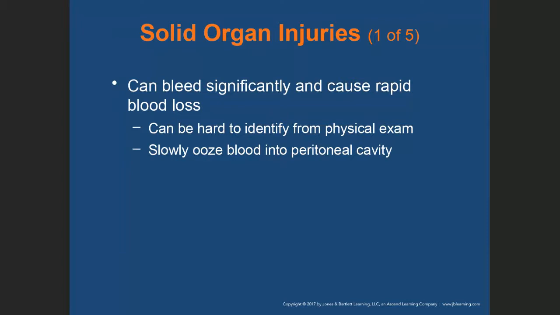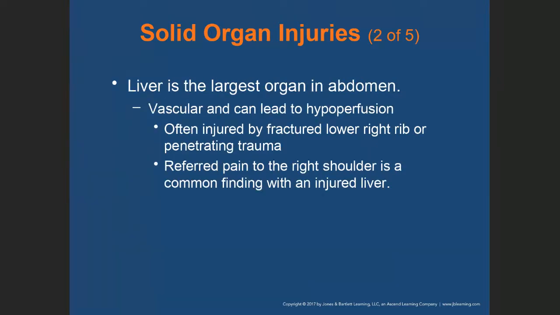Solid organ injuries can bleed significantly and cause rapid blood loss. They can be hard to identify from physical exam, and may slowly ooze blood into the peritoneal cavity. The liver is the largest organ in the abdomen. It's very vascular and it can lead to hypoperfusion if the patient is bleeding from the liver. It is often injured by a fractured lower right rib or penetrating trauma.